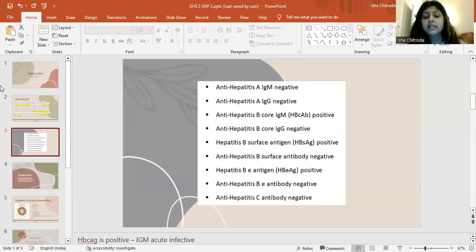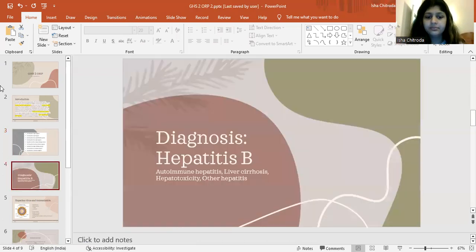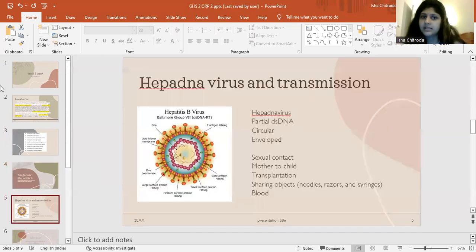Then the hepatitis B e antigen is also positive. That means it can either be during the window period or the resolved period. And then anti-hepatitis C antibody is negative. So yeah, as we discussed before, from the results, we know that this is hepatitis B, and the differential diagnosis can be autoimmune hepatitis, liver cirrhosis, hepatotoxicity, and other hepatitis. A, B, C, D, E.